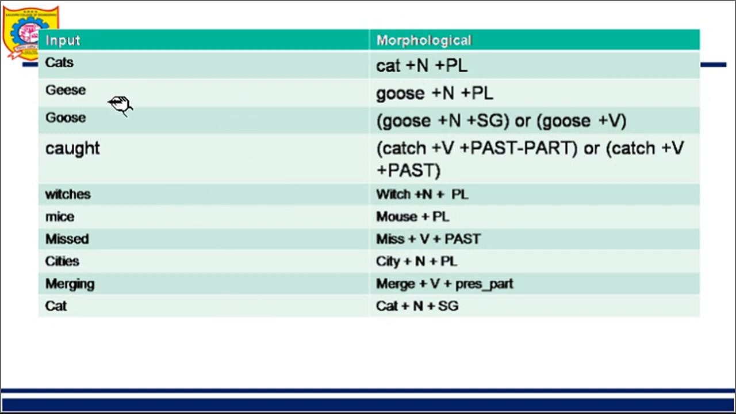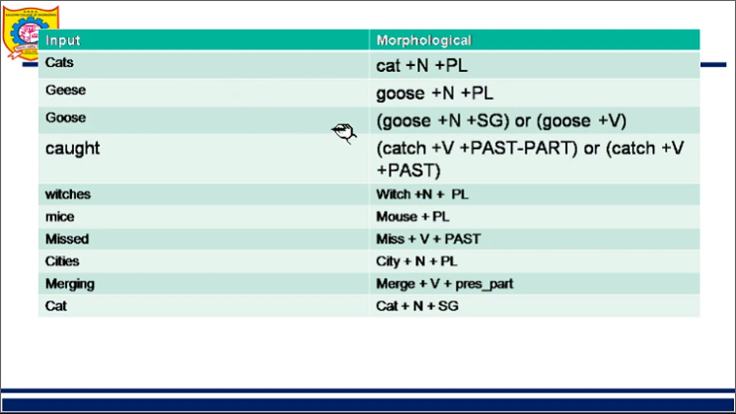Secondly, geese. Okay, what is the base form of geese? Goose. Plus, is it a noun? Yes, it's a noun. So whatever part of speech there is, that is appended with it. Part of speech is also recognized in NLP by morphological analysis. And what have I added to it? Plural. Why? Geese is the plural of goose. Goose means one goose, geese means multiple. So again we have to append PL.